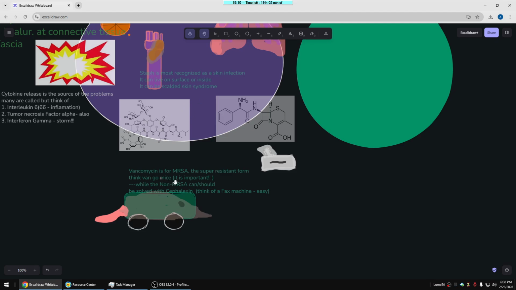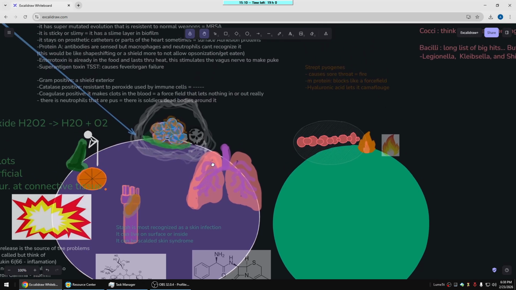vancomycin. So if you had to remember vancomycin versus cephalexin, vancomycin is for MRSA. It's for the super resistant form. Think of the van, go mice. So it's a van, a mice that goes. And for the non-MRSA, you can use cephalexin, and think of a fax machine. So this is cephalexin, vancomycin.